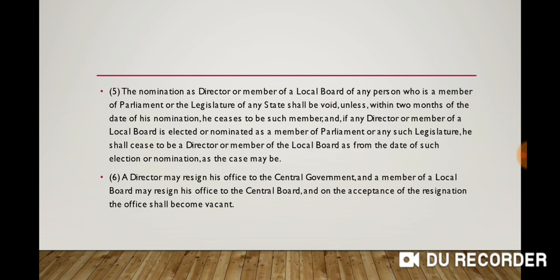Fifth, the nomination as director or member of a local board of any person who is a member of parliament or the legislature of any state shall be void unless within 2 months of the date of his nomination he ceases to be such member, and if any director or member of a local board is elected or nominated as a member of parliament or any such legislature, he shall cease to be a director or member of the local board as from the date of such election or nomination, as the case may be.